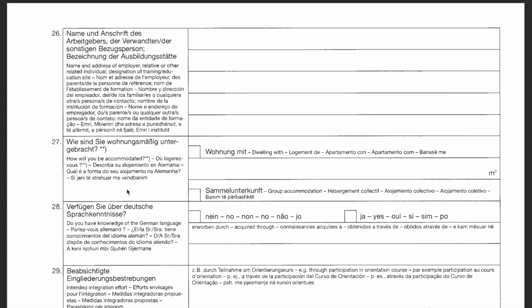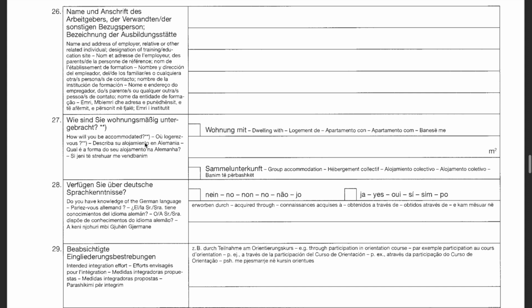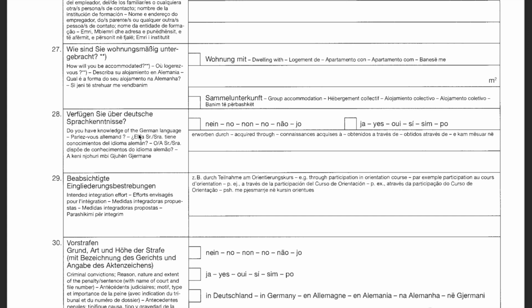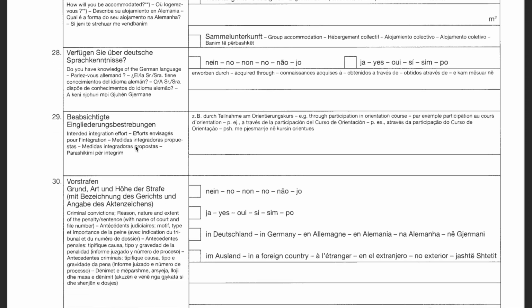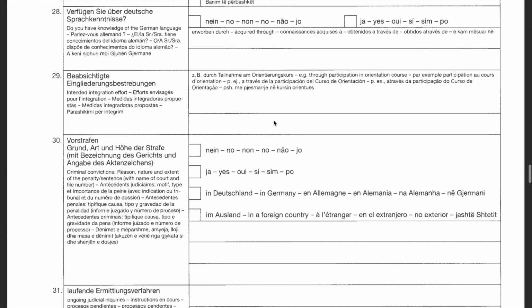And then 27, they're asking, how will you be accommodated? Is it an apartment, is it a shared room, or what? If it is an apartment, you can say apartment. Group accommodation is kind of on a sharing basis, then you can mark it here. Then they're asking, do you have knowledge of the German language? If yes, then you can mark it here, and under acquired through, you can give the details here. If no, then just simply mark no. And here they are asking for an intended integration effort. If something is through the participation in an orientation course, if this is applicable to you, then give the details, otherwise you can skip it.